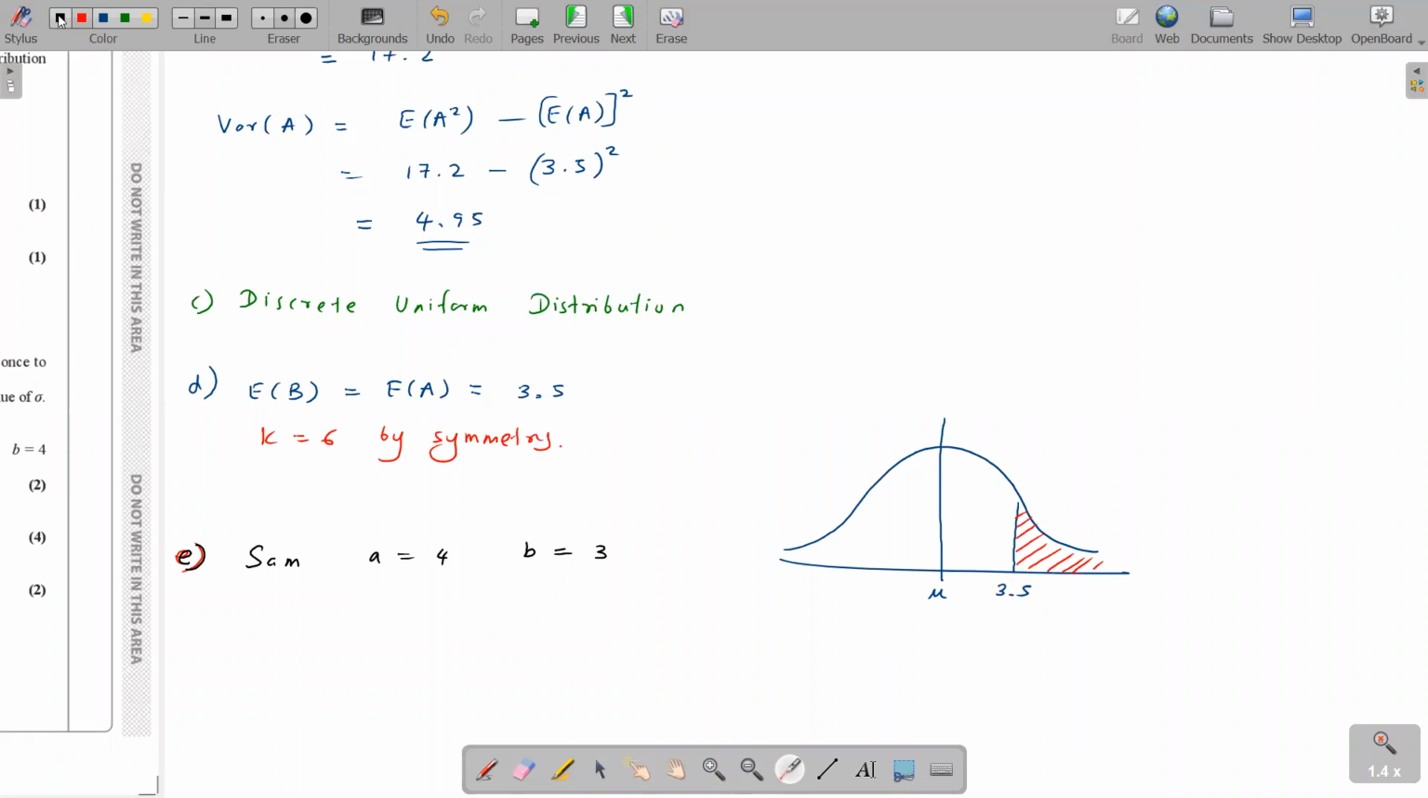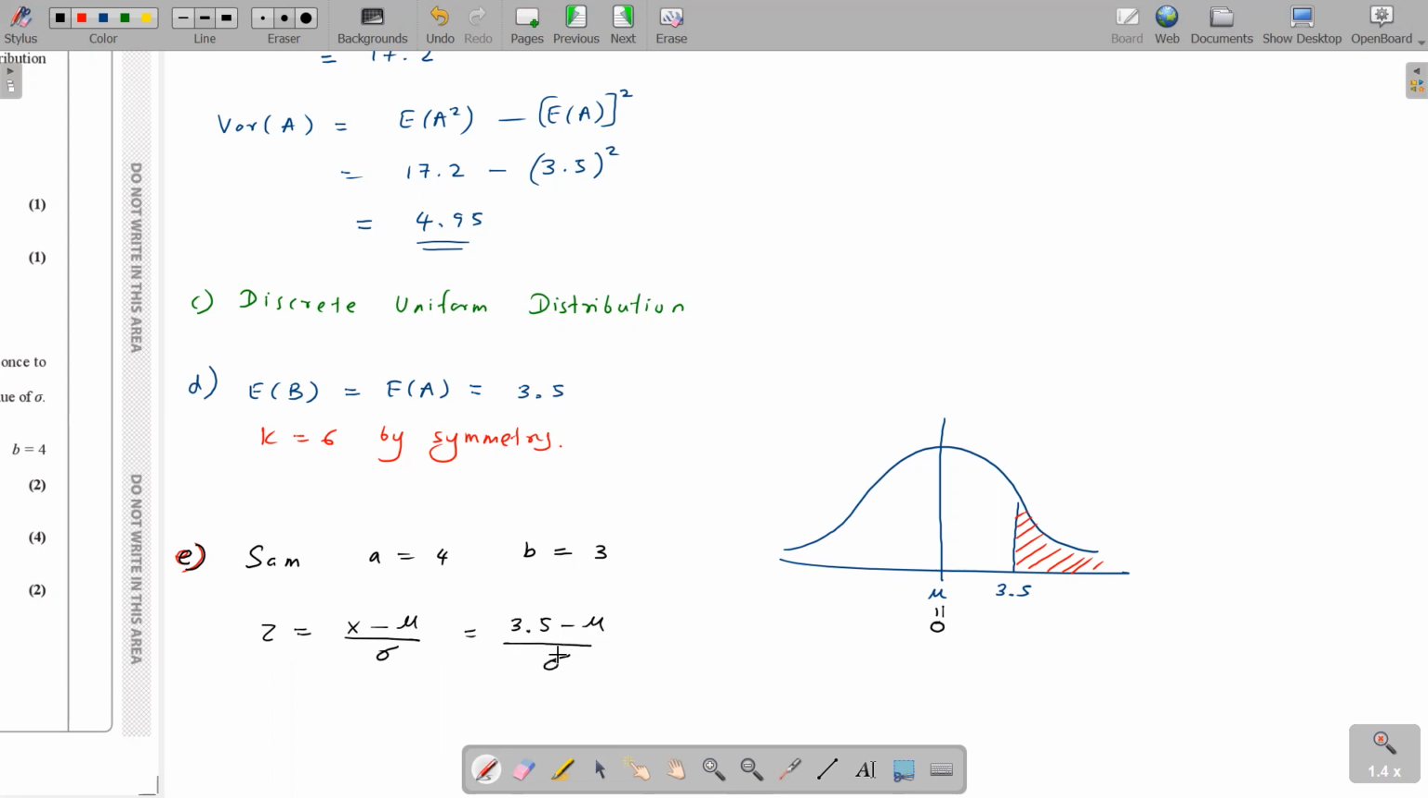Okay, so when you convert to the standard normal, mu becomes 0. And what about the 3.5? Can I have the respective z value of 3.5? How do you get the z value? Z equals x minus mu over sigma, right? So x in this case is 3.5, minus mu, over sigma.